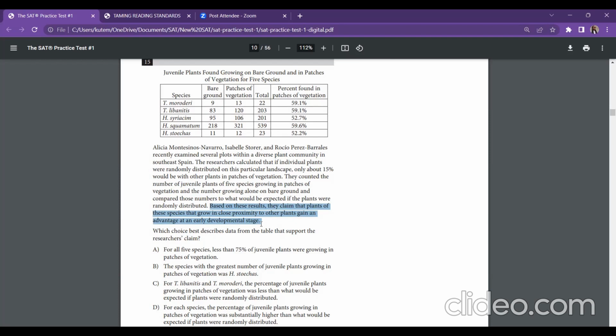So A says for all 5 species, less than 75% of juvenile plants are growing in patches of vegetation. B says the species with the greatest number of juvenile plants growing in patches of vegetation was HS. C says for TL and TM, the percentage of juvenile plants growing in patches of vegetation was less than what would be expected if plants were randomly distributed. D, for each species, the percentage of juvenile plants growing in patches of vegetation was substantially higher than what would be expected if plants were randomly distributed. So what do you guys think?